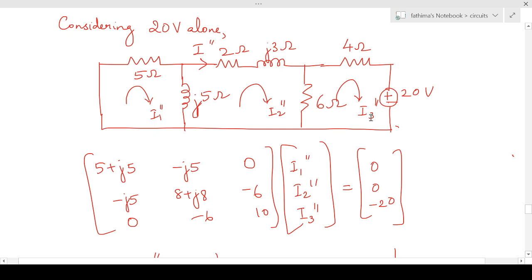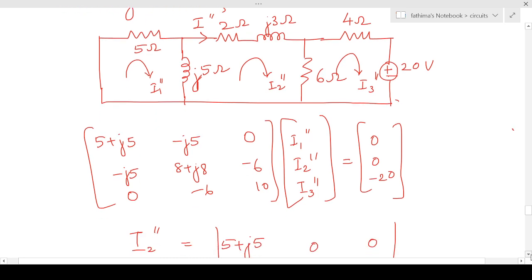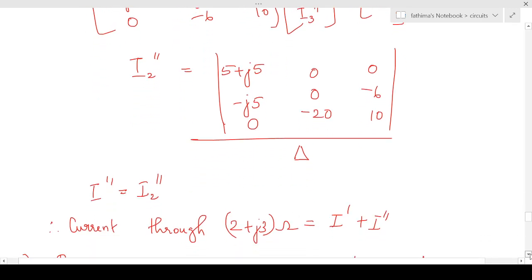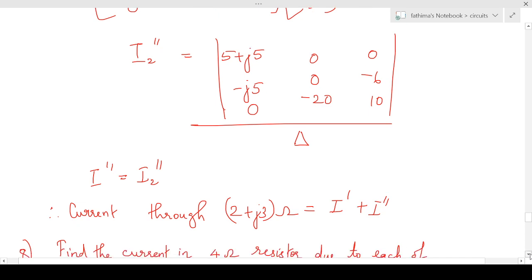And in the next case, the current is in the clockwise direction. So here there is a drop in potential, so the voltage is minus 20. Now our aim is to find I double dash, which is equal to I2 double dash. So I2 double dash will be equal to delta 2 divided by delta. We are replacing the second column with this matrix. So we have to take the determinants and we'll get I2 double dash. So the current through 2 plus J3 ohm will be equal to I dash plus I double dash.